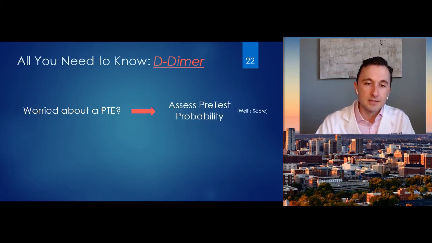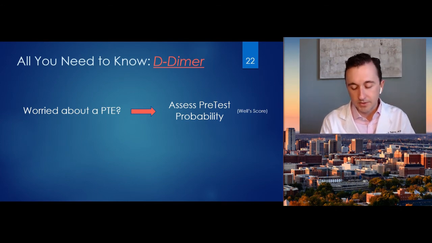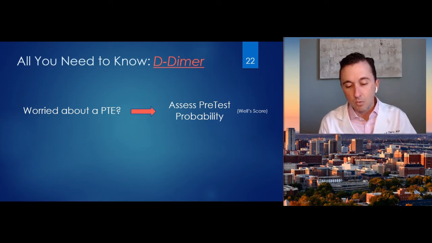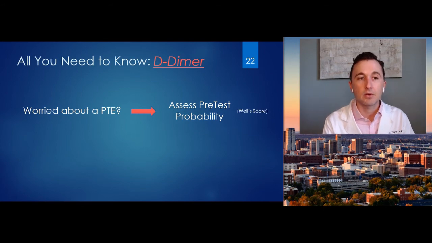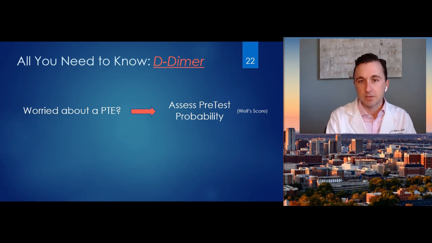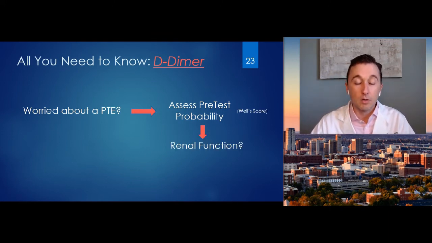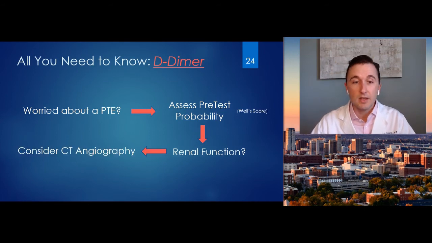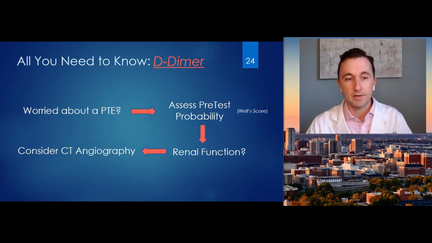So first you got to assess your pretest probability. We commonly do that through the Wells score, which gives you an idea of whether or not your pretest probability is low, moderate, or high. And again, pretest probability is the likelihood of having a particular condition before you order a test to confirm the diagnosis. Okay, so if you're worried about it, you calculate a Wells score, but then you got to think about renal function, and finally you're at the point where, well, maybe we should consider a CT angiography.